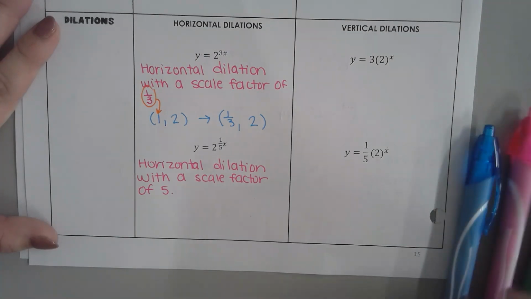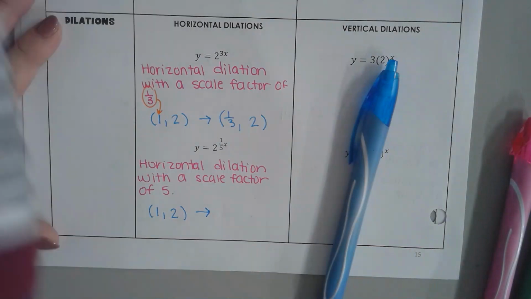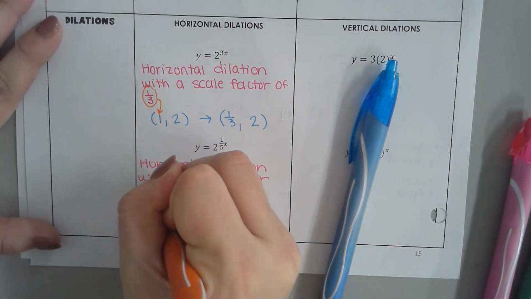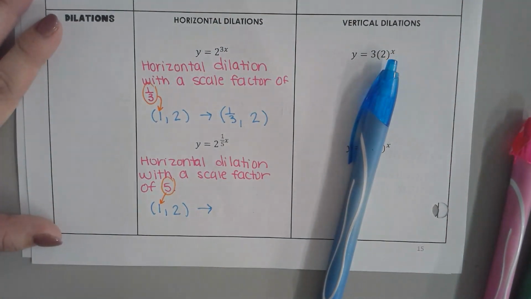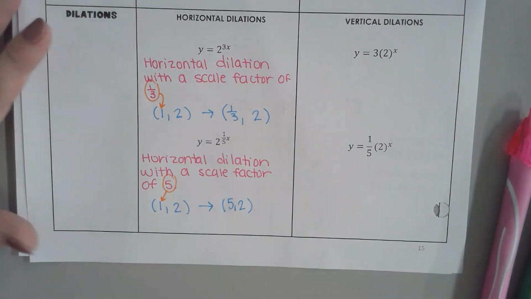So that means this is still horizontal. So x, I'm going to multiply my x by 5. And we get 5 too.